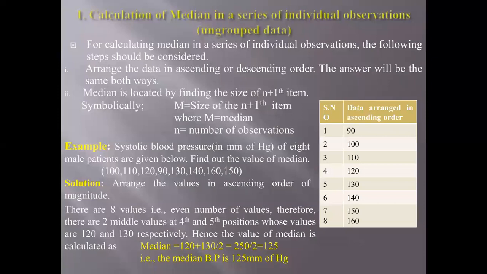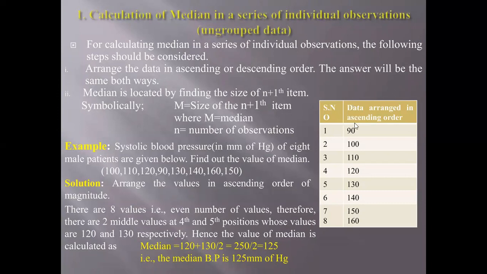So this is another problem where you can find the median. The systolic blood pressure, which is measured in mm of mercury, of eight male patients is given below. Find the value of the median. Here you can see how many numbers there are: 1, 2, 3, 4, 5, 6, 7, 8. So 8 numbers are there.